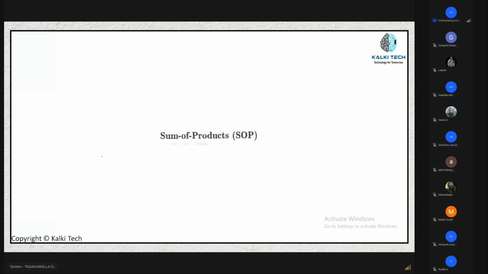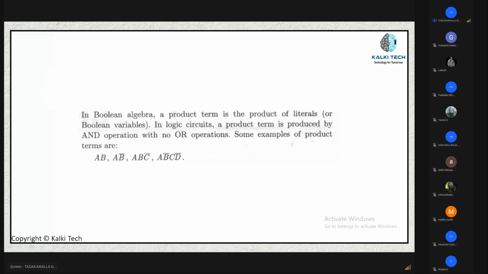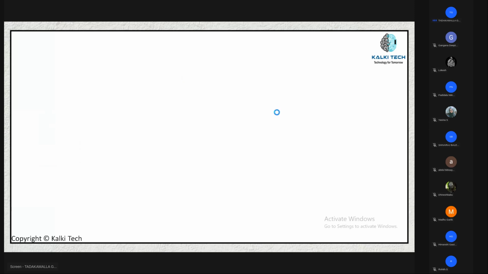So let us start with the sum of products. What is meant by sum of products, we will see. In Boolean algebra, a product term is the product of literals or Boolean variables. In logic circuits, a product term is produced by AND operation with no OR operations. Some examples of product terms are AB, A dot B, A B bar, or A B C bar.